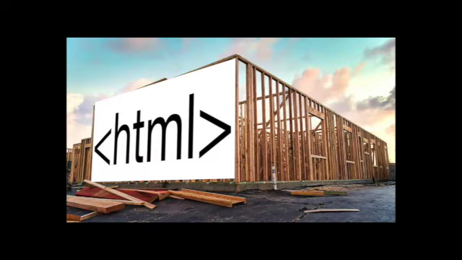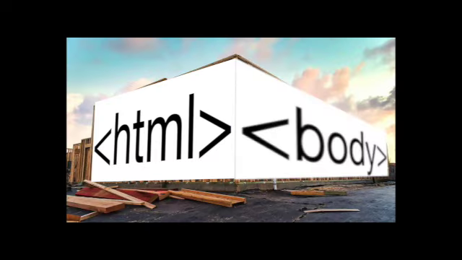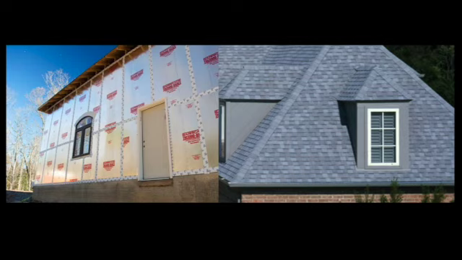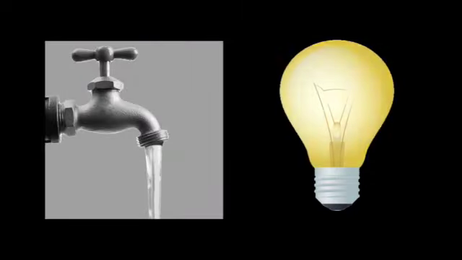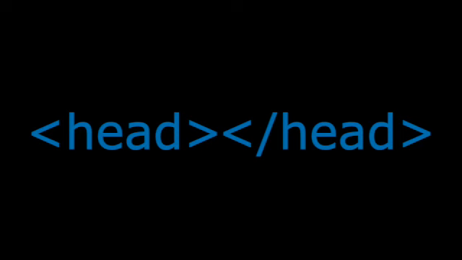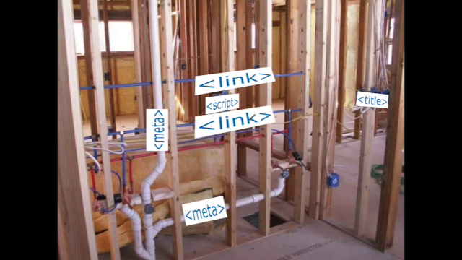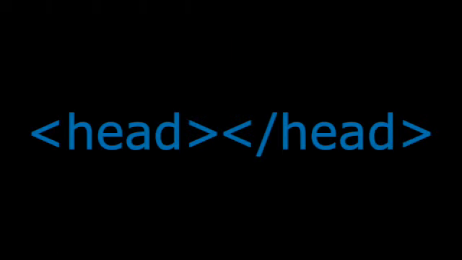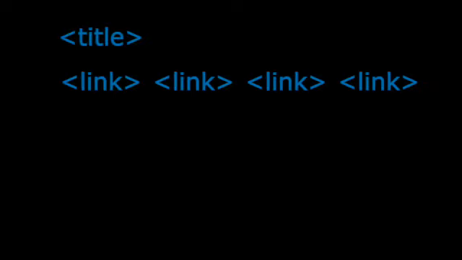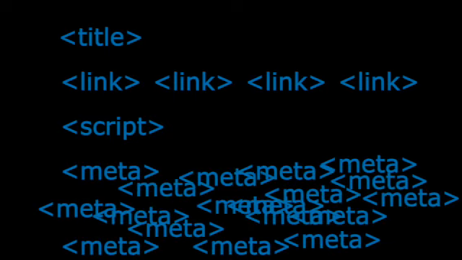Here, within the HTML tags, you will use the body tags to complete the whole frame of the house. You could just start constructing the rest of the walls and roof, but it helps to be able to run water and have electricity. That's where the head tags come in. This is where you place those utilities that you don't see on a web page, but are absolutely necessary to have a functional house. In the head tags, you need to have one title tag, anywhere from one to several link tags, at least one script tag, and several to as many as a ton of meta tags.